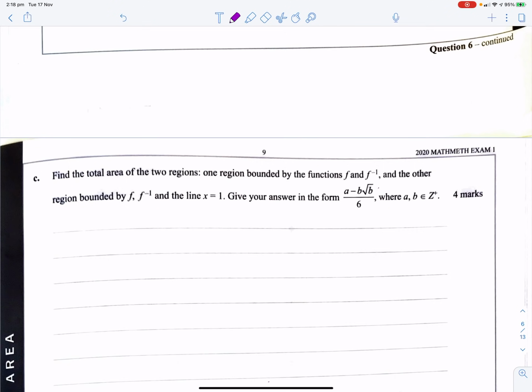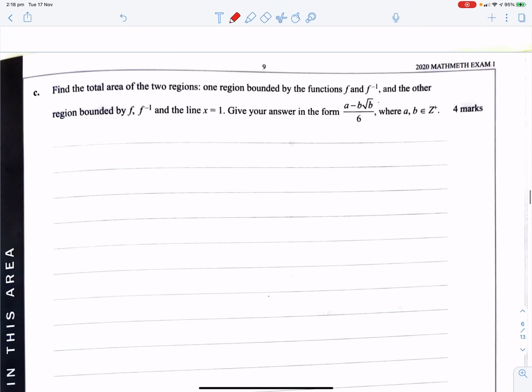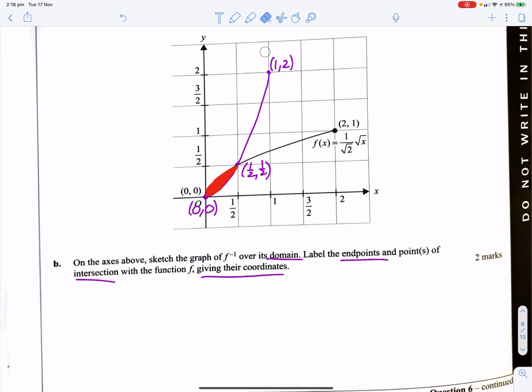Find the total area of the two regions. One region bounded by the functions f and f inverse. The second one bounded by f inverse and the line x equals 1. Stupid thing. Okay, so that's that area up there. It's kind of annoying because you've got to do two graphs.